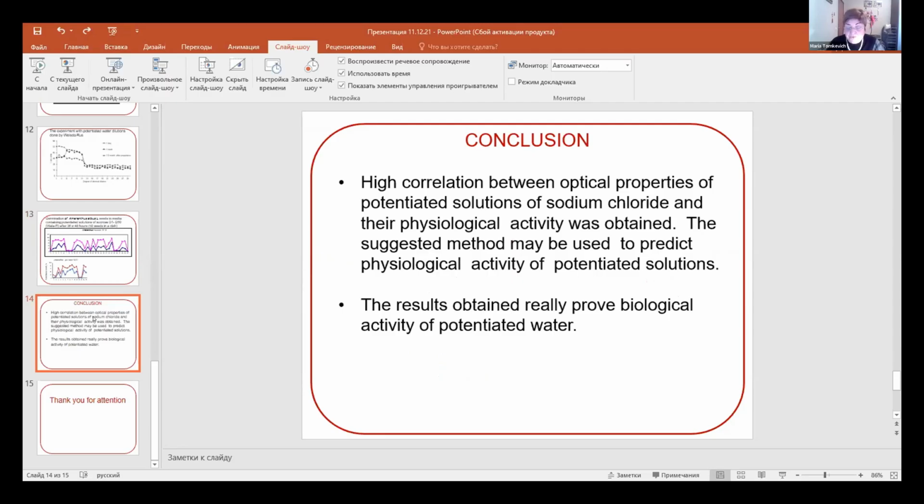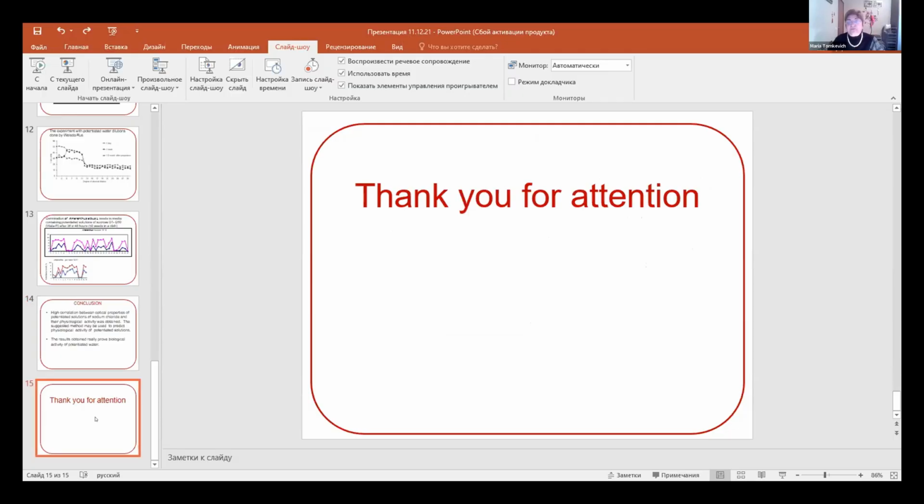High correlation between optical properties of potentiated solution of sodium chloride and sucrose and their physiological activity was obtained. This suggested method can be used to predict physiological activity of potentiated solution. The results obtained really proved biological activity of potentiated water and process of potentiating. Thank you for attention and excuse for some problems with my demonstration.